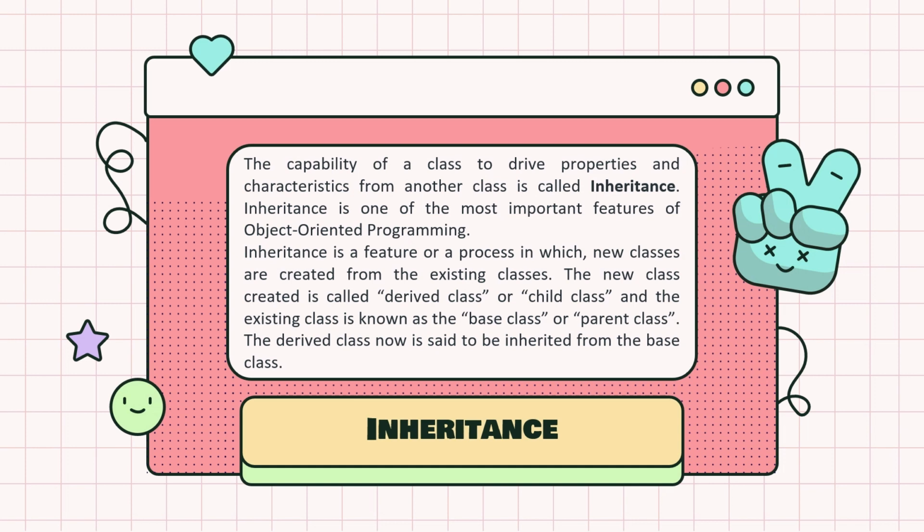So we have a base class and a child class. The class having the properties which are derived by another class is called the base class, and the class that takes the advantage of the functions of the base class is known as a child class. The base class is also known as a parent class. So that's it about inheritance.